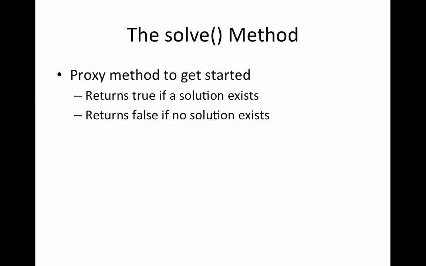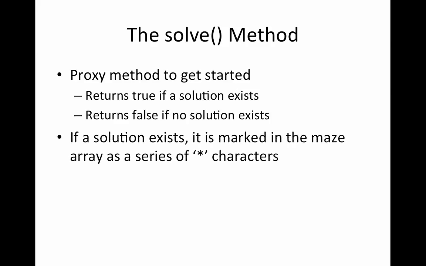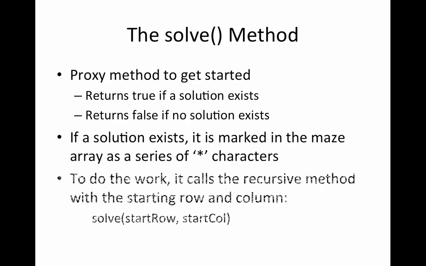It will return false if no solution exists. But it will not be the method that will be doing most of the work. To do the work, it will call the recursive method that will take as arguments the starting row and column. So this will be the private method, the recursive method that will actually be doing the work. Now, if a solution does exist, we want it to be marked in the maze array as a series of star characters, as we have already seen at the demos.